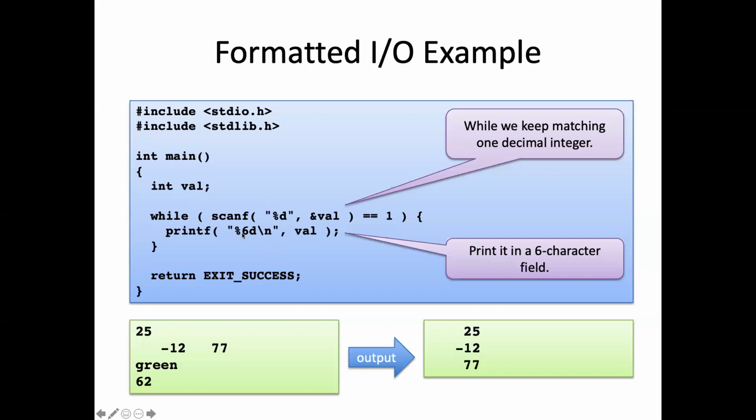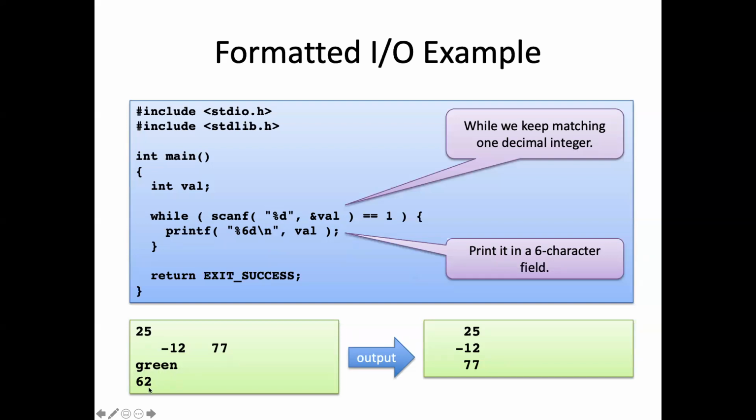So it's going to pad with spaces to use up 6 characters, even if the number isn't that big. For this input, it's going to read 25 and print it out on a line by itself because I ended the line after that. So it's going to print out 25, padding with spaces. And then it's going to read the 12, printing that out, padding with spaces, the 77, printing that out, padded with spaces. But then when it hits this green, now that's not a legal integer.